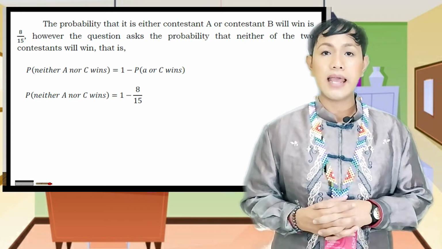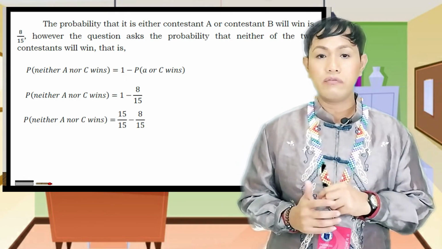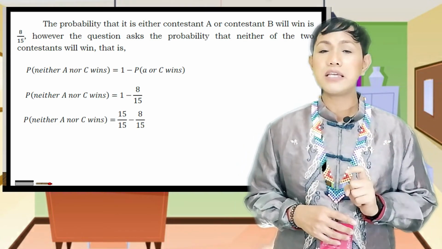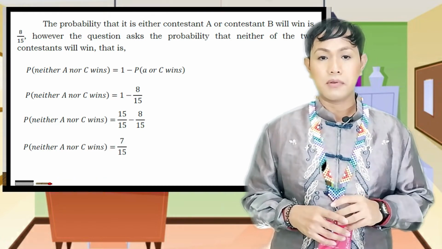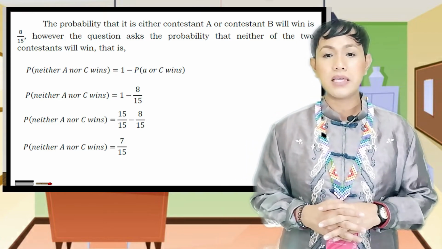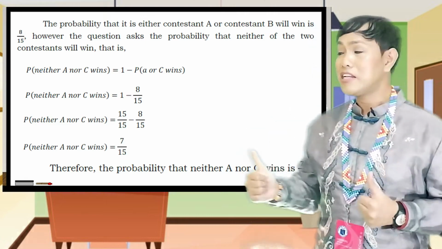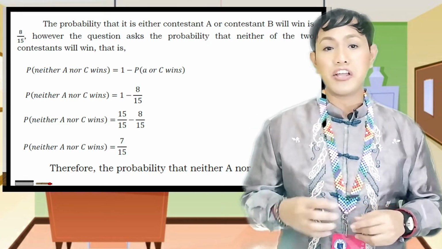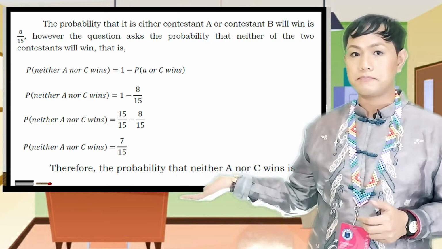1 can be written as 15/15 minus 8/15. So 15 minus 8 gives us 7/15. So 7/15 then is the probability that neither A nor C wins. Let us continue the vigor that you have in learning as we go about this next problem.